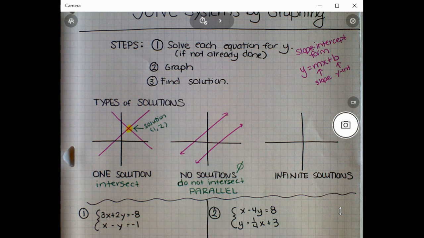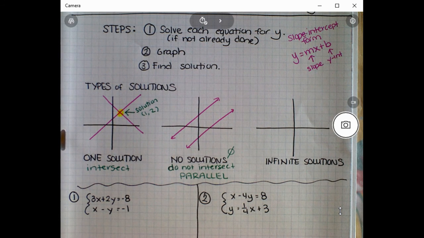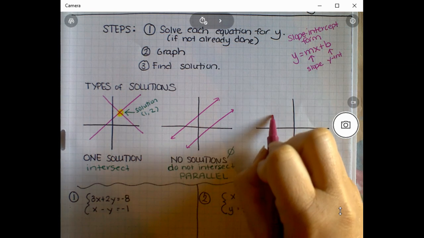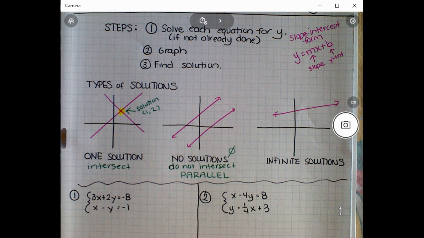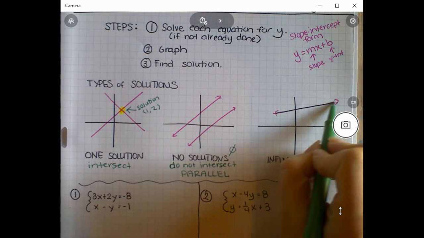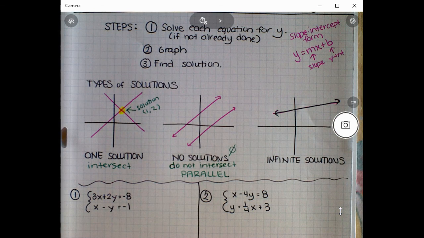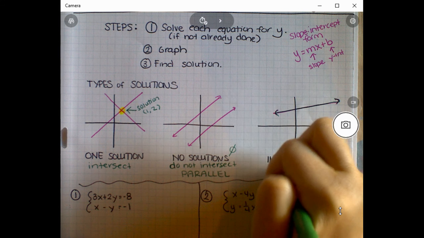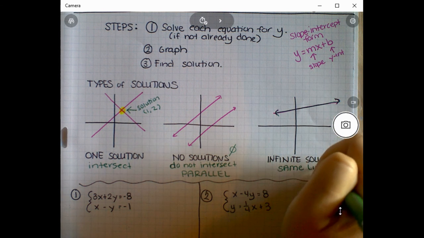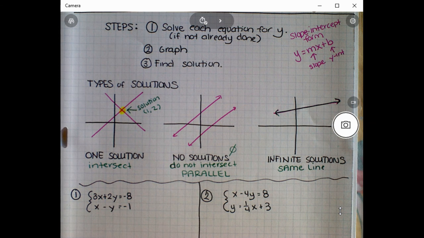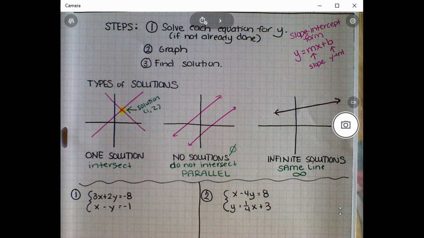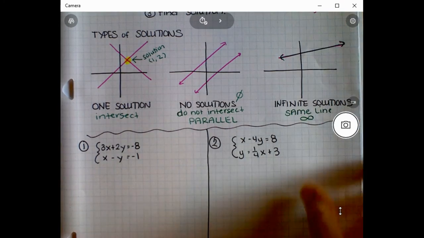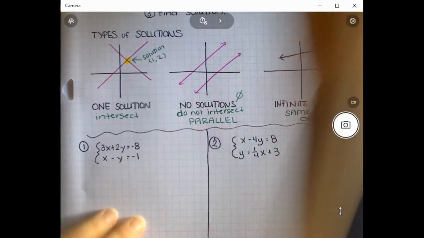Okay? And lastly, you could have infinite solutions. Infinite solutions means that your lines are actually the same as each other. So they go over top of each other, like that. So infinite solutions are the same line. The equations might look different, but they are actually the same line, and you would write that with the infinity symbol. All right, so let's do two examples of how to solve a system of equations by graphing.